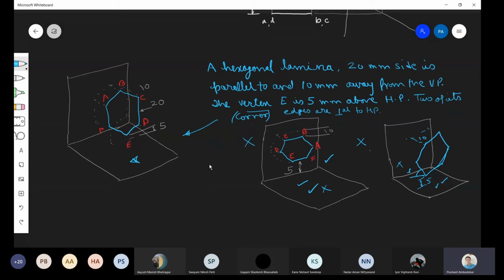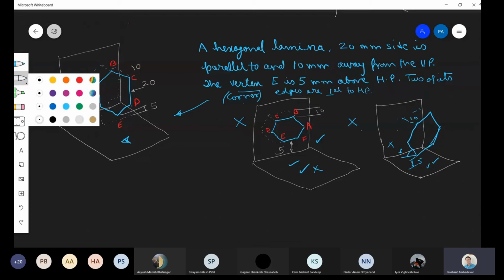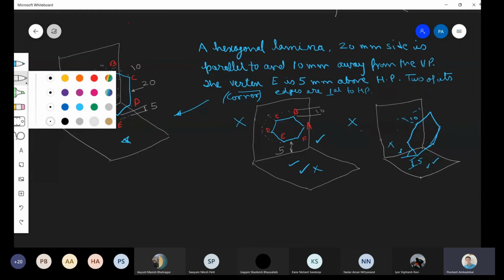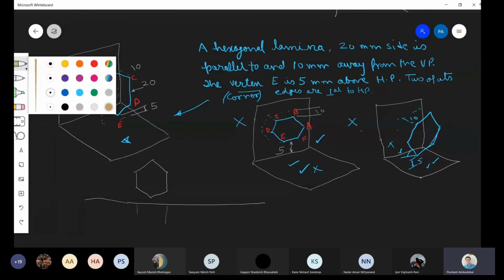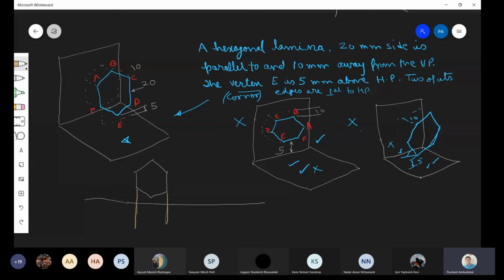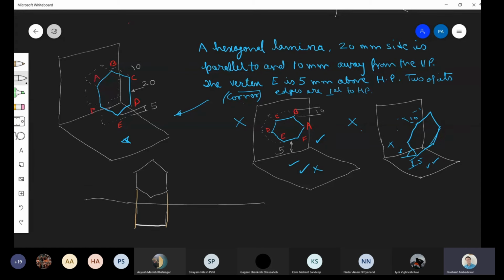So if I want to draw the front view and top view of this, then the front view and top view will be like this. I hope some of you must have drawn it in your book. In the front view we will draw a hexagon, and then we'll extend it. I will use one particular color, maybe this color, for projectors, so you can understand that these are the projectors now. This will be the top view. This will be the front view.